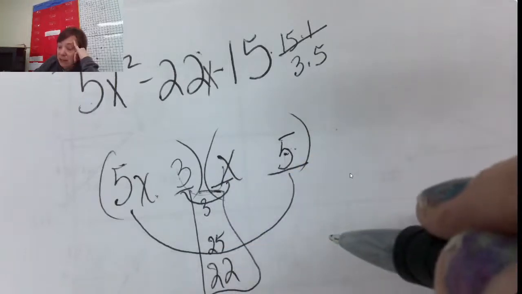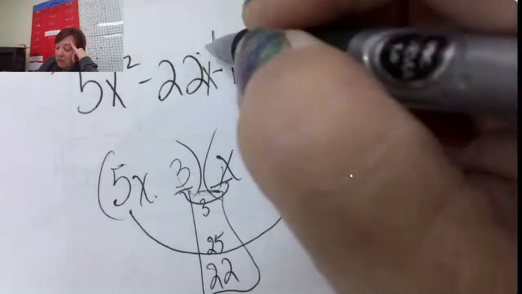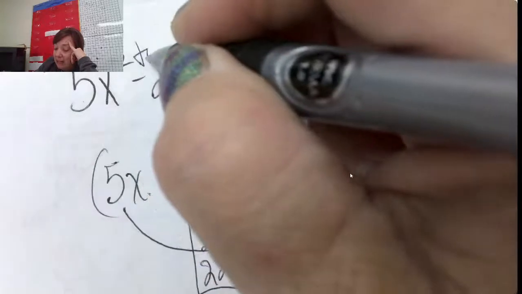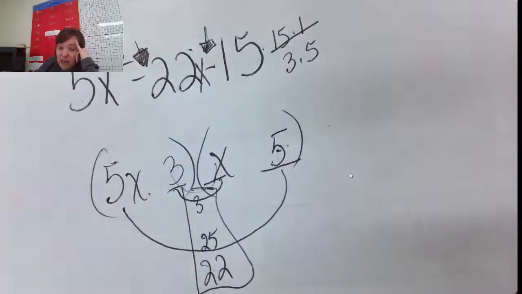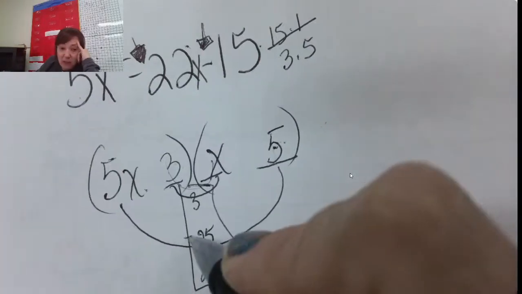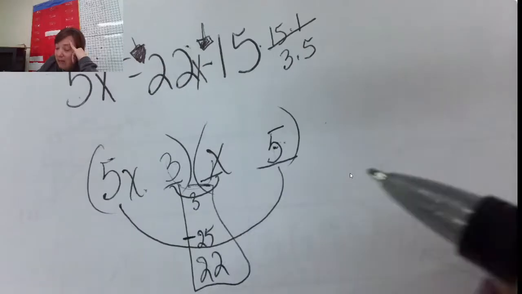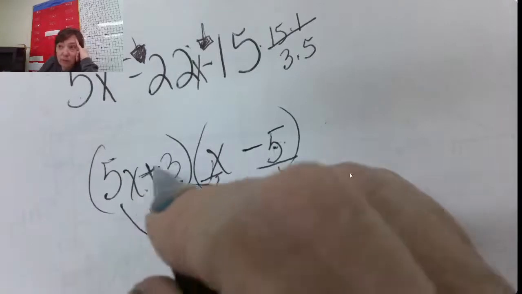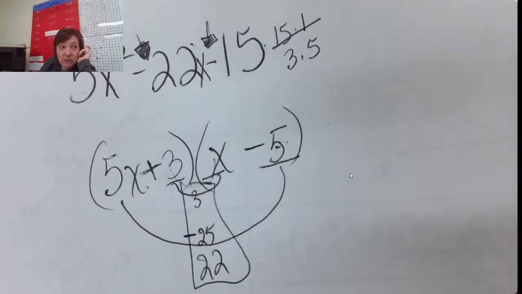Now let's talk about my signs. This sign says that my 3 and my 5 have to be different from each other, because when I multiply them, I get a negative. The only way you get a negative when you multiply is if they're different. This sign tells me when I add, I wind up with a negative. That means my bigger number that I'm adding together has to be the negative value. So that means that 25 has to be the negative value. That means that 5 has to be the negative value. That means that 3 has to be the positive value. Does that make sense?